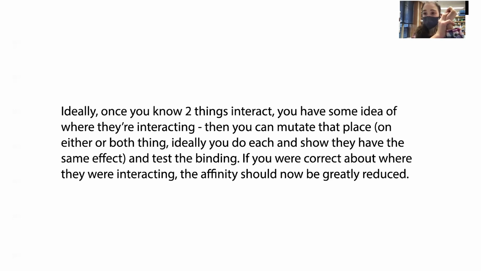Then you can mutate that place, either on both things or one thing. So ideally, this place on the protein is binding to this place on the nucleic acid, and then you can mutate them. You can change those amino acids in the protein that you think are responsible for binding, or you can change the nucleic acid sequence where you think it binds. If you change either of those, you should lose the affinity for the binding. And then you're like, yay, I was correct, they were interacting there.